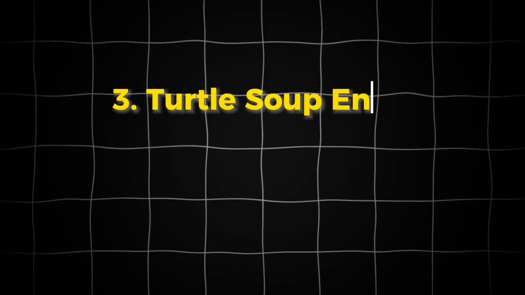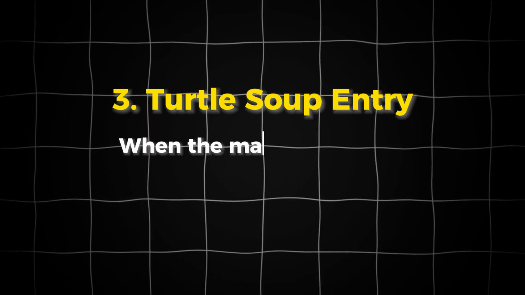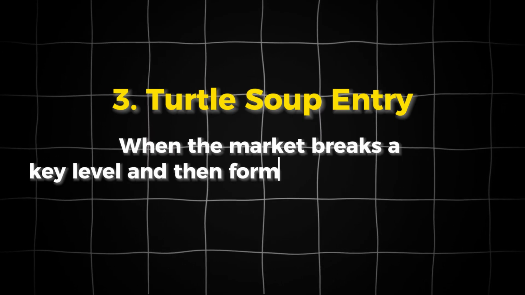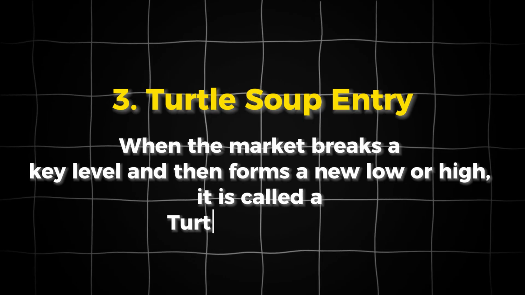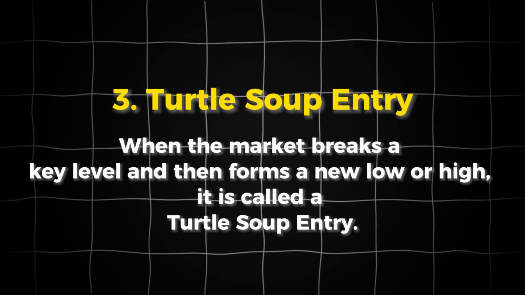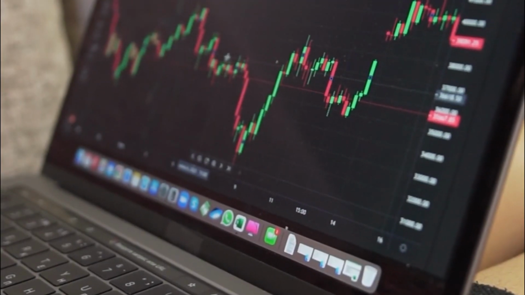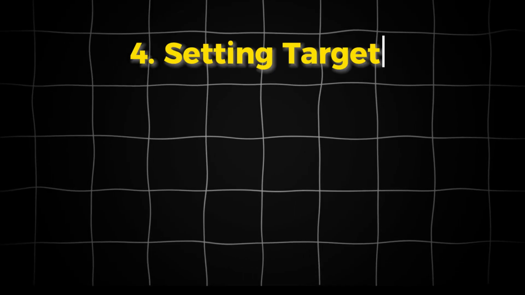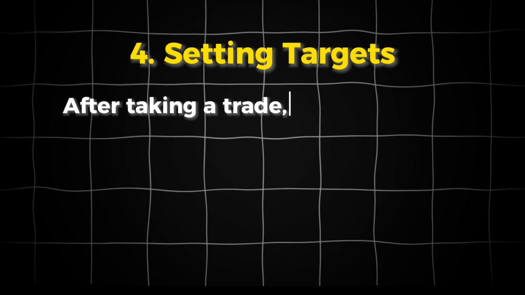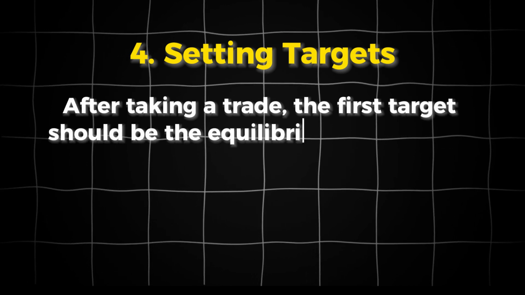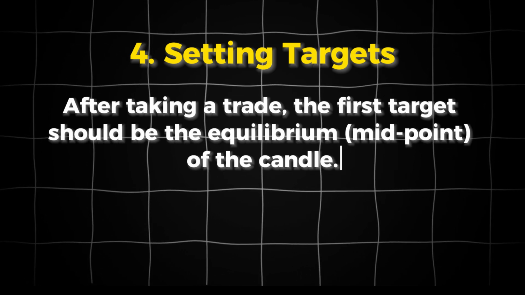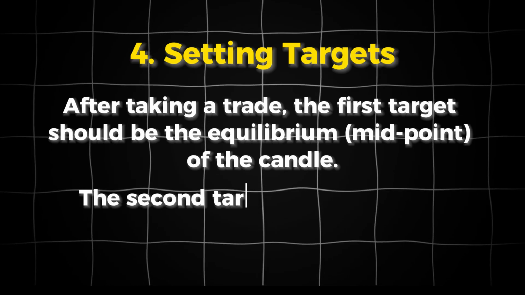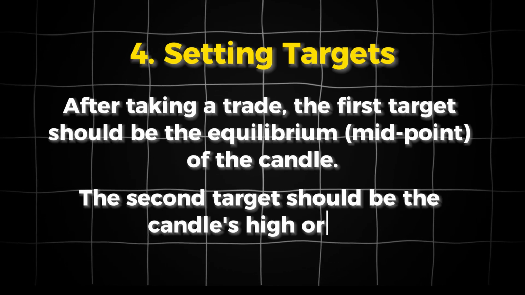Turtle soup entry. When the market breaks a key level and then forms a new low or high, it is called a turtle soup entry. Entering a trade at this point is considered high probability. Setting targets. After taking a trade, the first target should be the equilibrium, the midpoint of the candle. The second target should be the candle's high or low.